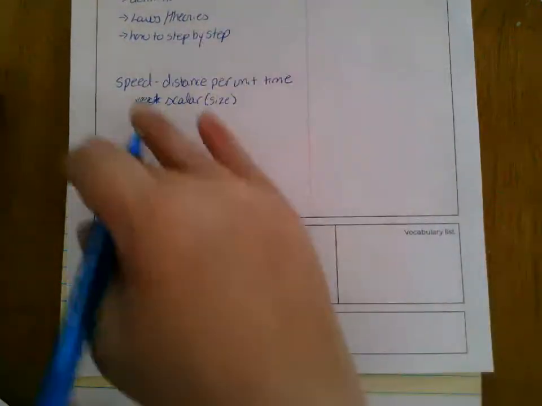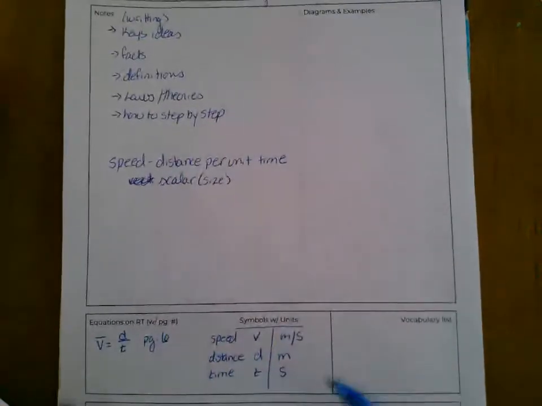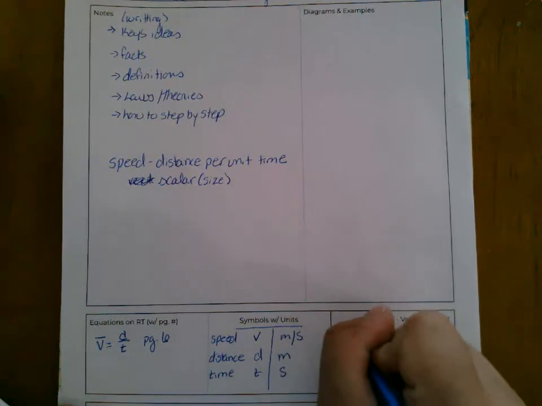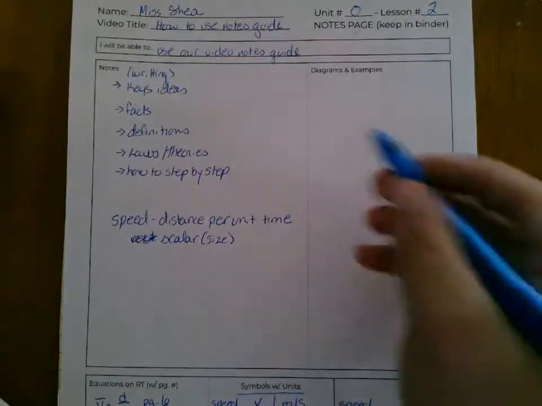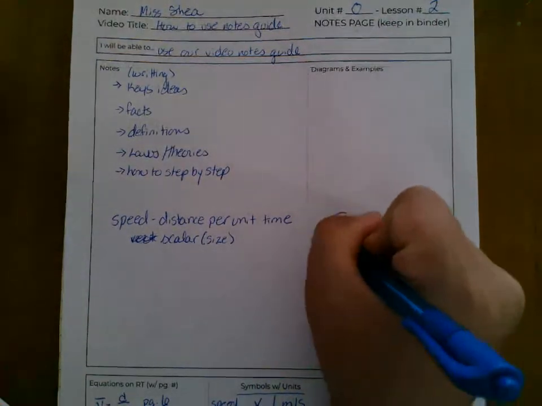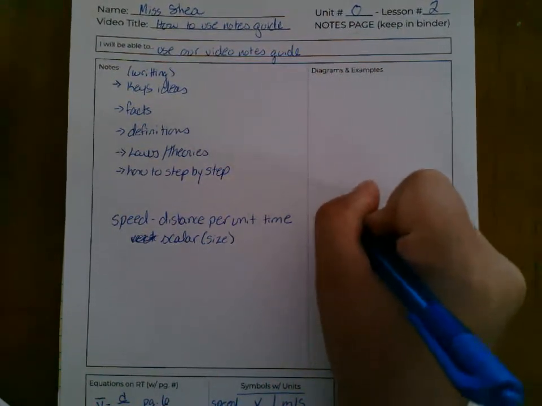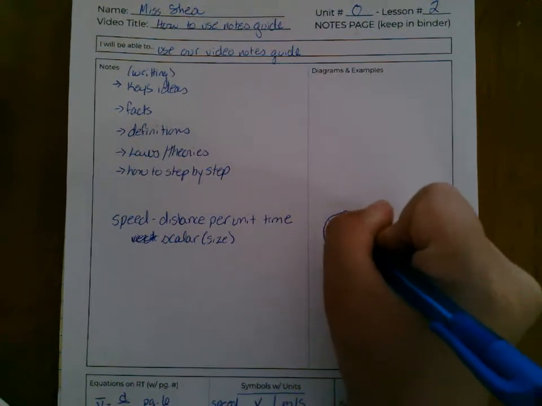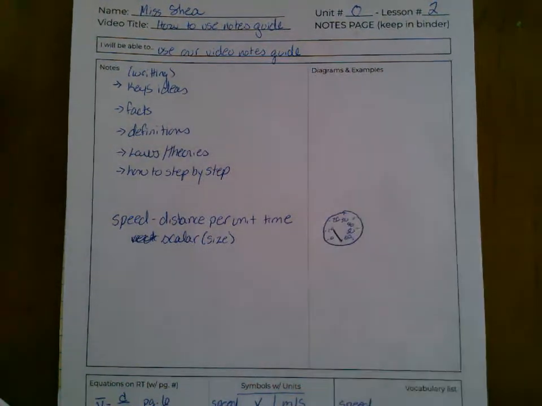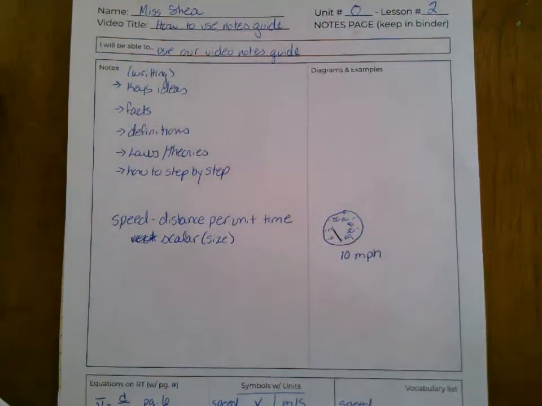Instead of being in a bunch of different text, it's just right here for us to quick look at the bottom of our page. And we would want to put speed in our vocabulary list. And then in our notes, our teacher has this cool little drawing of a speedometer. So this is 0, 10, 20, 30, 40, 50, 60, with the arrow just pointing. So 10 miles per hour. So when you're looking at your car, that's what your speed is.